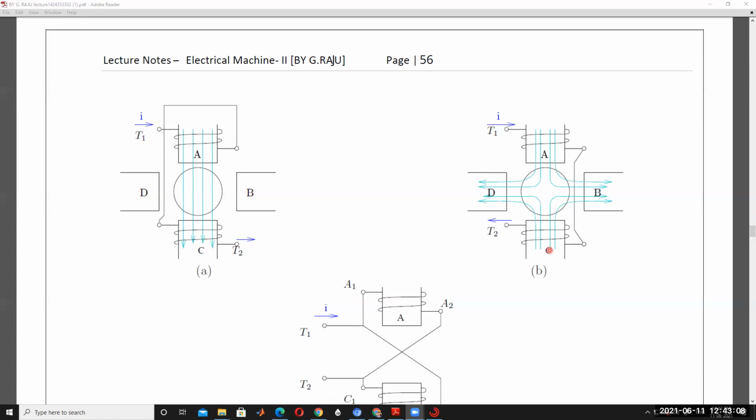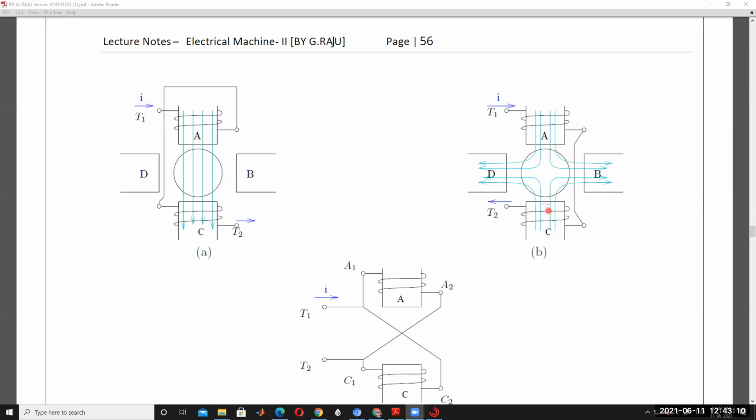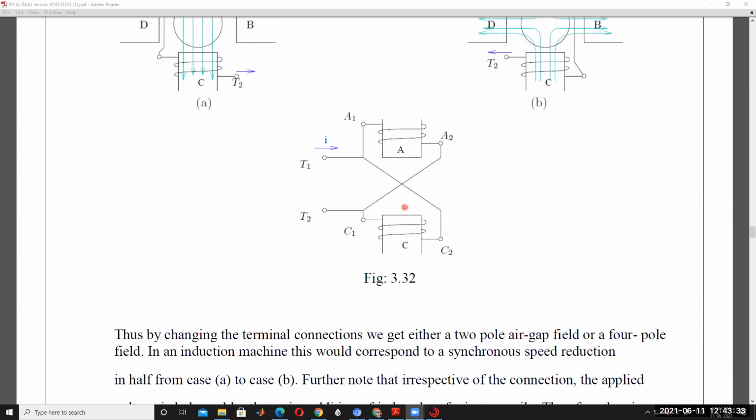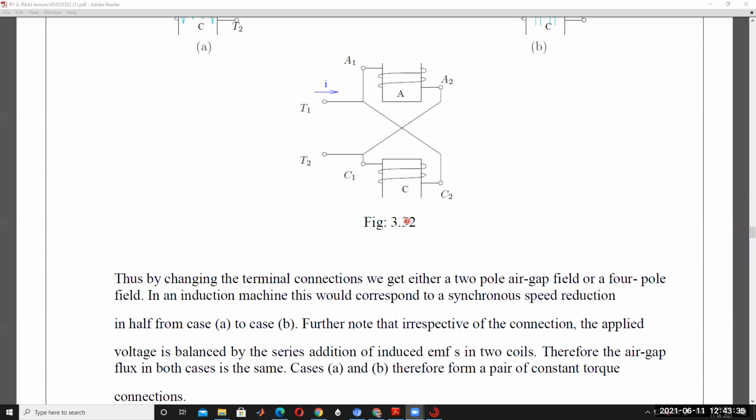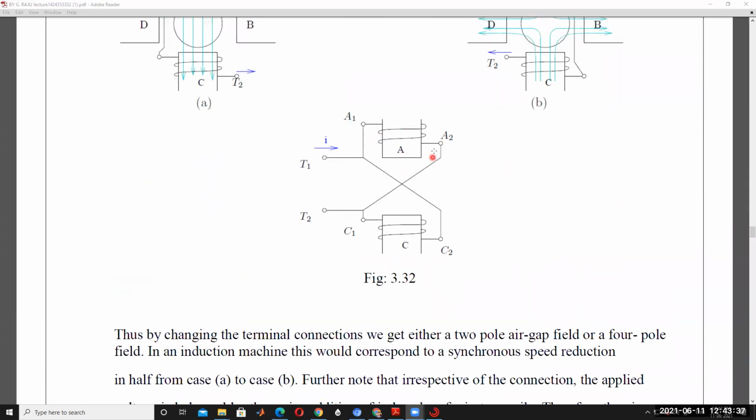Based on the connections, the poles are changing in this manner: series aiding, series opposing. Ns equals 120f/P. Here the poles are 2, and here Ns equals 120f/P where the poles are 4. Like this, the speed of the induction motor is controlled by changing the number of poles. So in this way, this is about the pole changing method.